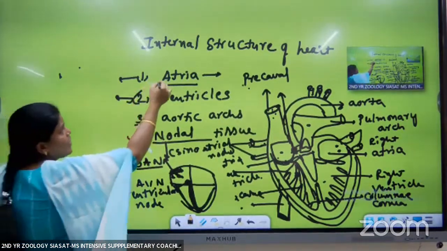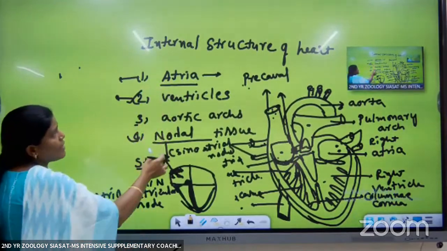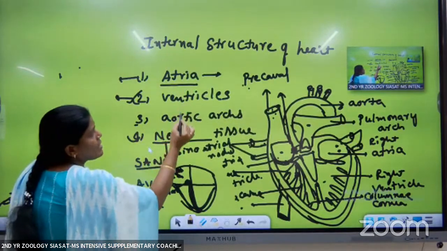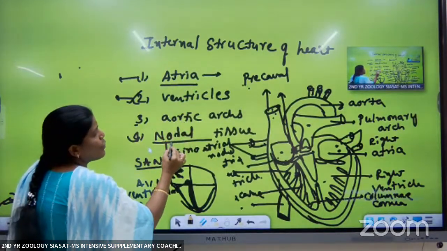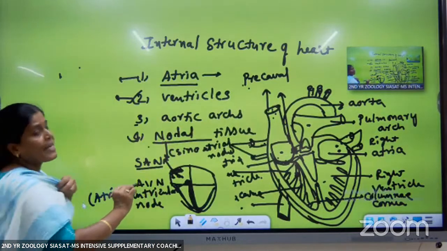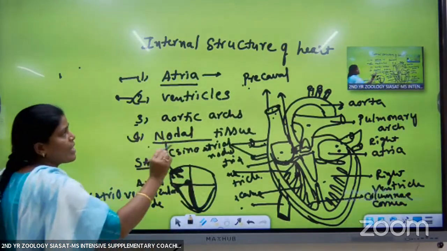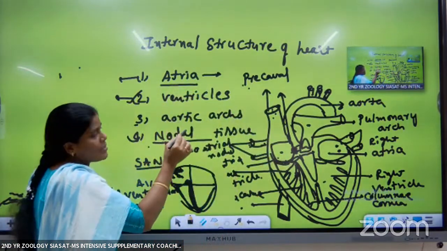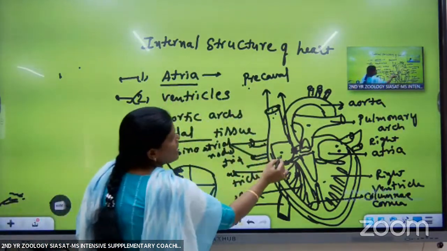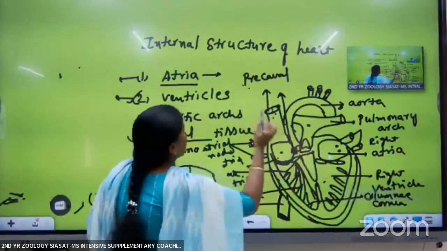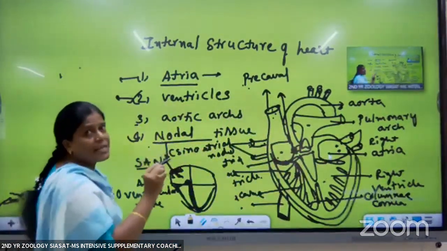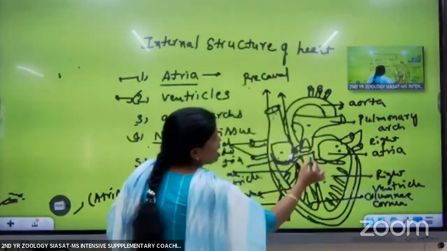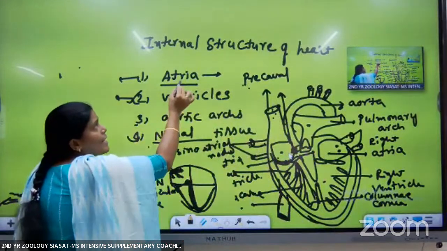The internal structure of the heart has four headings. The first heading is the atria, the second is the ventricles, the third is the aortic arches, and the fourth is the nodal tissue. Atria are the upper chambers and the receiving chambers. They receive deoxygenated blood as well as oxygenated blood. The right atrium is larger than the left atrium. Between the two atria, there is a septum, which we call the interatrial septum.